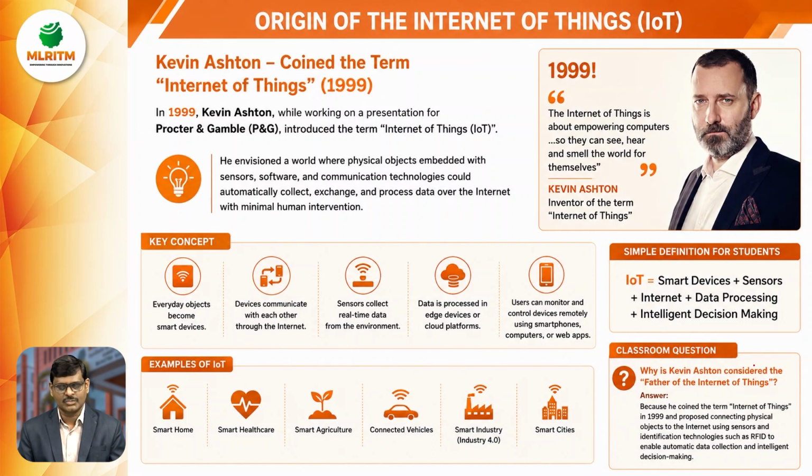So when you come to the introduction of IoT, Kevin Ashton is the person who coined the term Internet of Things. While working on a presentation for Procter and Gamble in 1999, he came up with the name Internet of Things. He said that Internet of Things is about empowering computers so that they can see, hear, and smell the world themselves. He envisioned a world where physical objects embedded with sensors and communication technologies could automatically collect, exchange, and process data over the internet with minimal human intervention.